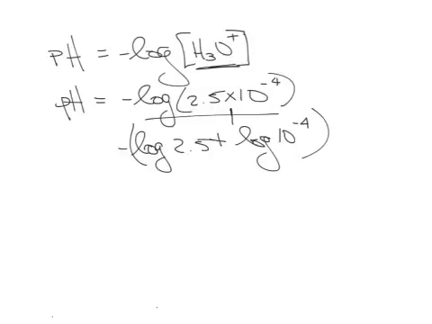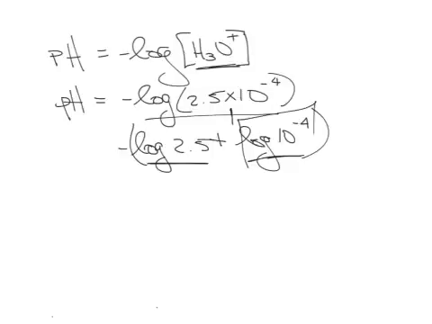Okay, you can't just take the minus and put it on one of them. So we pull it outside of the parenthesis. We take our calculator and we find the log of 2.5. And we take our calculator and we find the log base 10 of 10 to the negative 4th power.